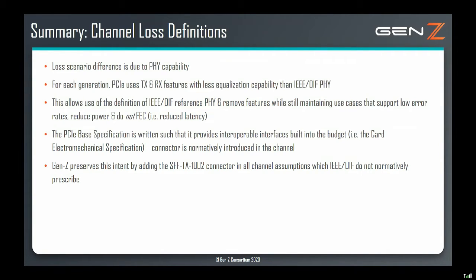So Gen-Z provides two great options for PHYs, PCIe and Ethernet. Ethernet provides an opportunity to reduce the channel length in order to reduce errors and FEC latency, but it does not normatively provide a connector. And then PCIe is more prescriptive, like I was talking about, in its application, and it provides a normative connector. So Gen-Z preserves this intent of adding a connector. It has the FTA 1002 connector, and it's really low loss. And there's a webinar about it. So if you go to the next slide, you can see a picture of this connector.